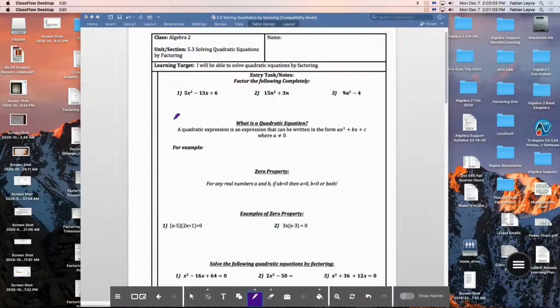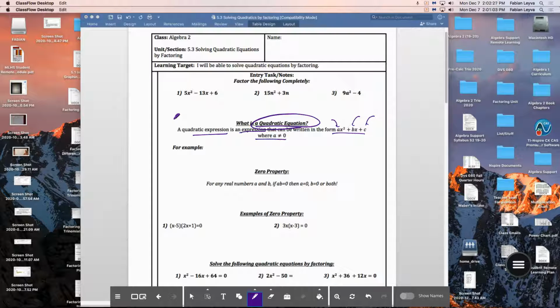Now, if we're going to be solving quadratic equations, we need to know what quadratic equations are. A quadratic expression is just an expression that can be written in the form ax squared plus bx plus c, where a cannot be equal to 0. So what I'm pretty much trying to get at here is that your a, your b, and your c could be any number except that a cannot be 0.